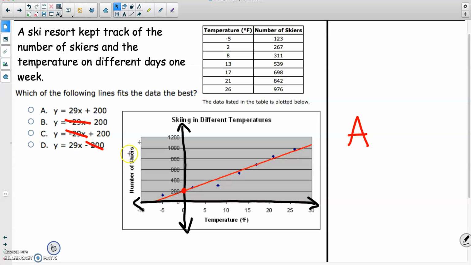So hopefully I've helped you to understand scatter plots, lines of best fit, and how you can analyze scatter plots.